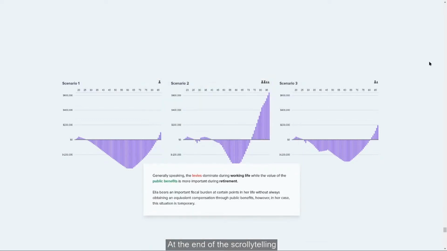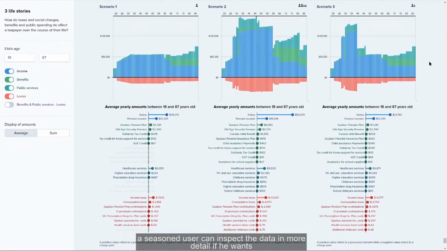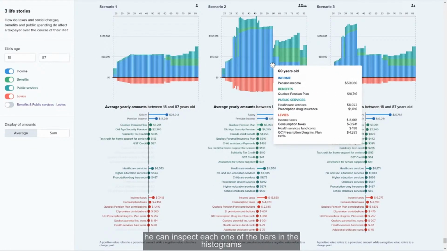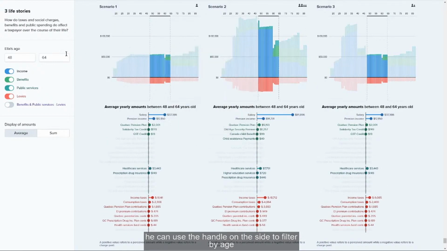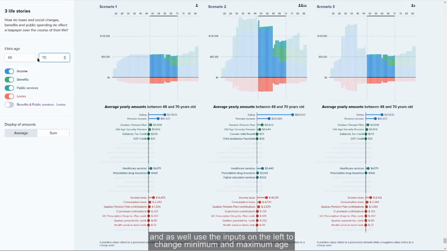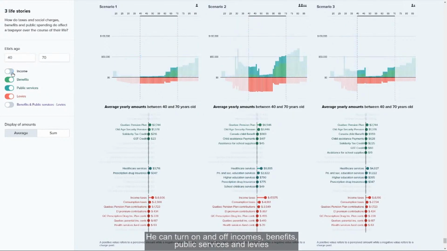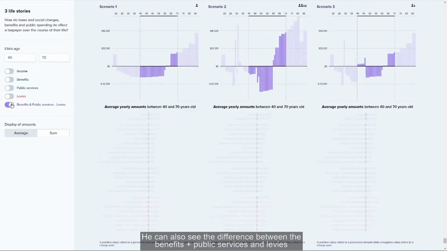At the end of the scroll retelling, a seasoned user can inspect the data in more detail if he wants. He can inspect each one of the bars in the histogram. He can use the handle on the side to filter by age, and as well use the inputs on the left to change minimum and maximum age. He can turn on and off incomes, benefits, public services, and levies. He can also see the difference between the benefits and public services and the levies.